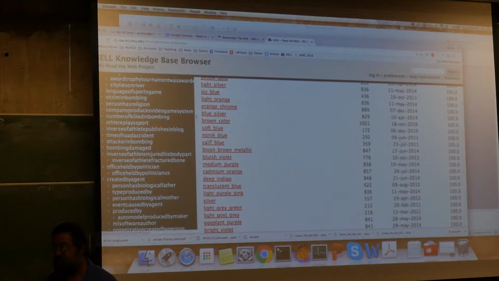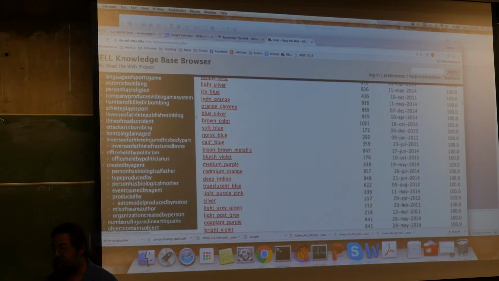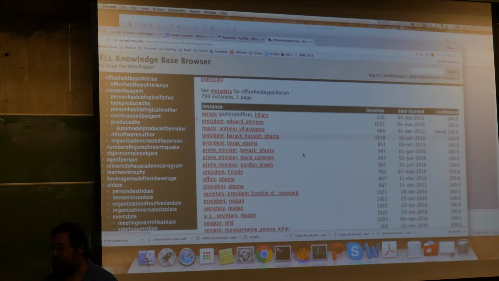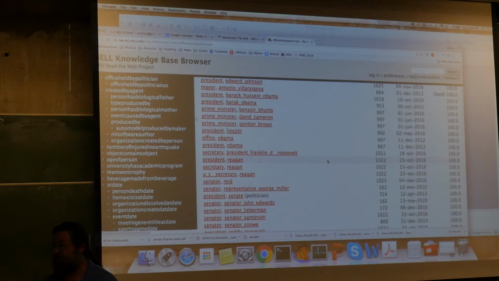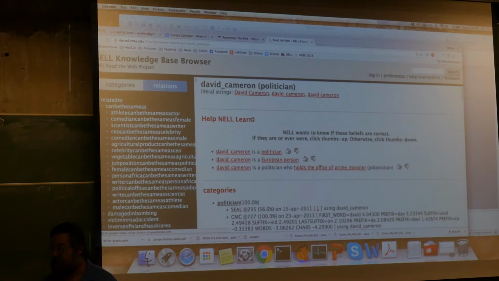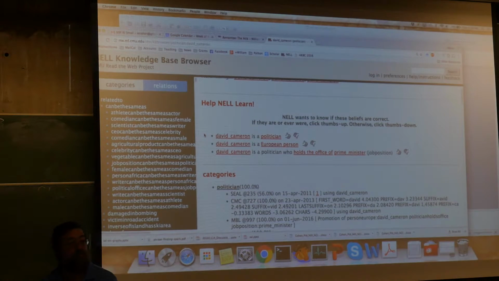Again, there are hundreds of different relationships, but this would be a list of relationships held by certain entities. So Benazir Bhutto, Prime Minister, or another Prime Minister, David Cameron, okay? And the end result is that you have a lot of information about the individual entities and places.